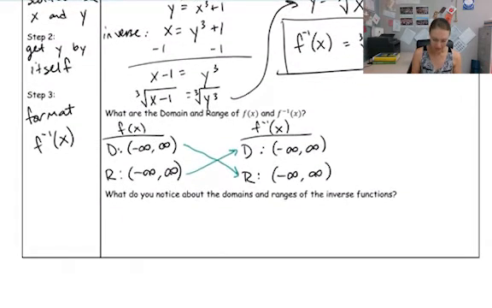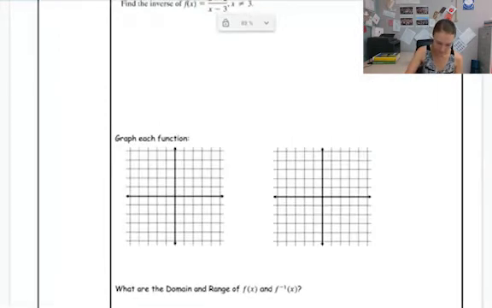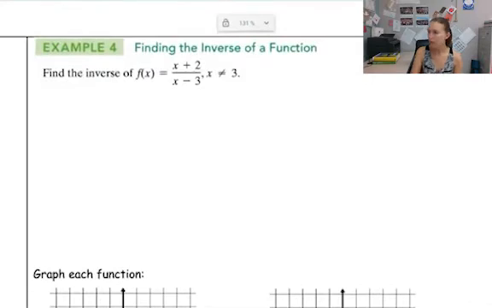All right, so let's see. Let's go down to the next example. So we want to find the inverse of this function. It's a little different, but same basic steps.